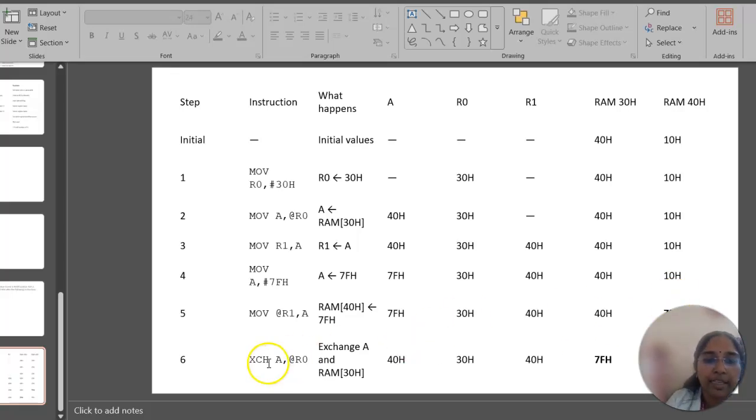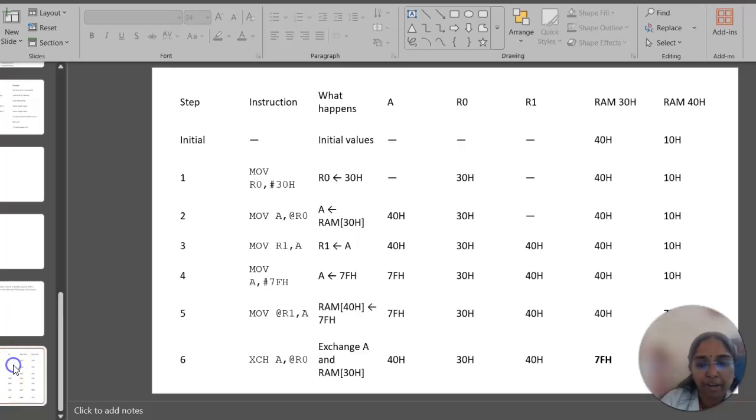Next instruction is XCH A, @R0. That is, the data in the address location R0 and the accumulator content are exchanged. Now, the value of the accumulator will be 40H and the value of the location 30H is 7FH. These are the values after executing the final instruction.